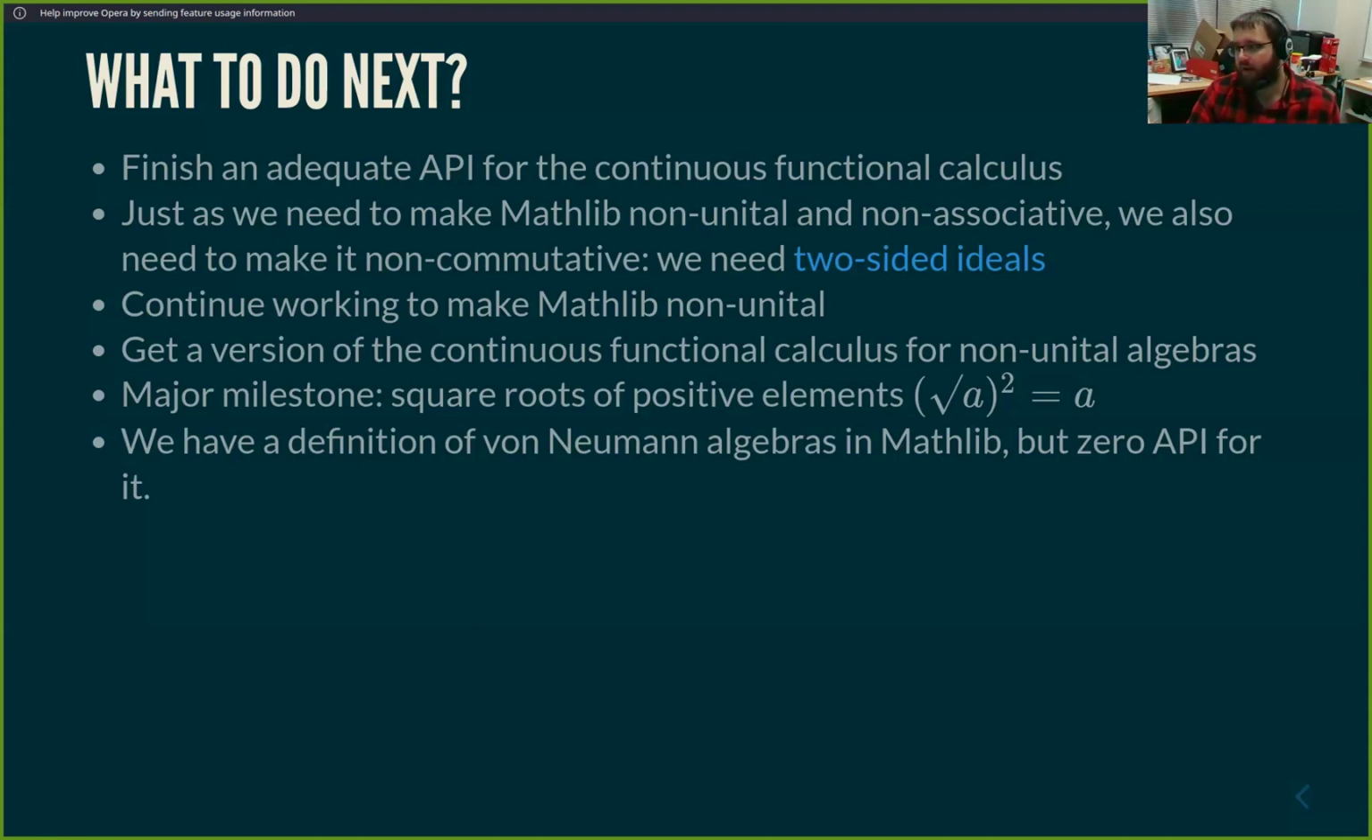Another thing is, I spent all this time talking about C-star algebras. We have a definition of von Neumann algebras in Mathlib, but we have zero API for it. So if this is the kind of thing you're interested in, that's another place that you could be contributing. So yeah, thanks.